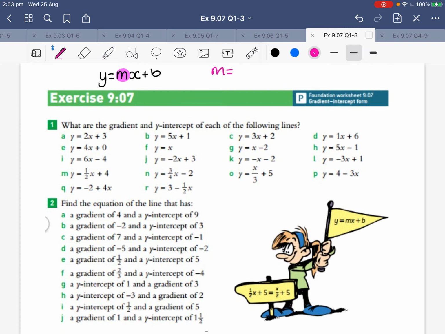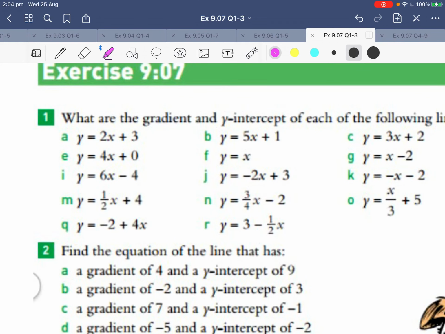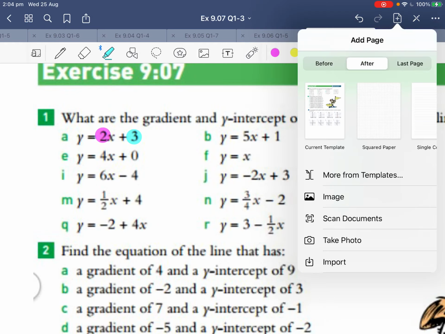This is where our m value equals the gradient of our straight line, and our b value is our y-intercept. So for question 1, what are the gradient and y-intercept of each of the equation lines, you are having a look at the value in front of x, the coefficient of x, which is our gradient. So in 1a, we have y equals 2x plus 3. So our gradient is our 2 and our y-intercept is our 3.